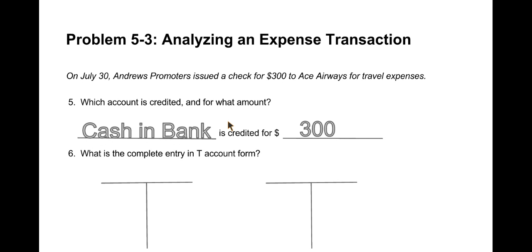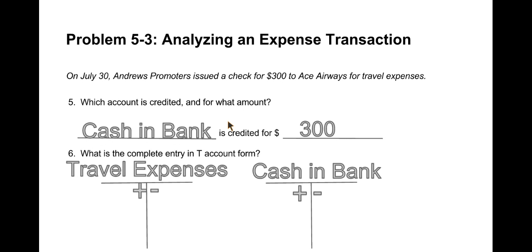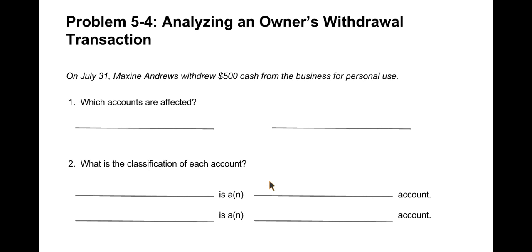When we look at our complete entry, travel expenses and cash and bank, there's the rules. You can see they have the same rules. Okay? So one's got to go up, one's got to go down. Travel expenses is increased by $300. Cash and bank is decreased. We have our debit and credit, and we're all balanced. So we look at our last one.